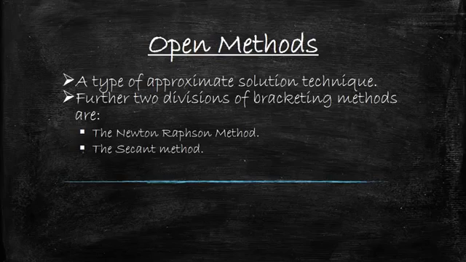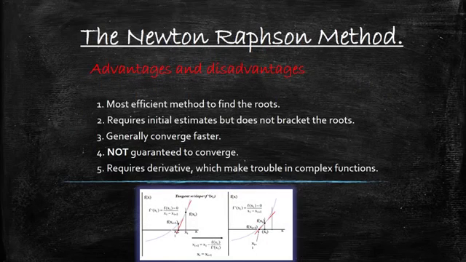Coming to open methods, this is a type of approximate solution technique. There are further two divisions of open methods. Number 1, Newton-Raphson method. Number 2, secant method. Now, what is Newton-Raphson method? I will tell you about advantages and disadvantages of Newton-Raphson method.